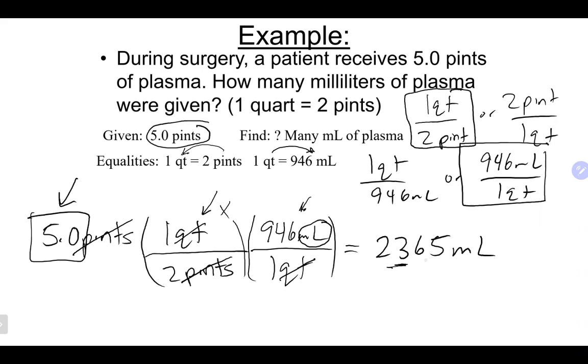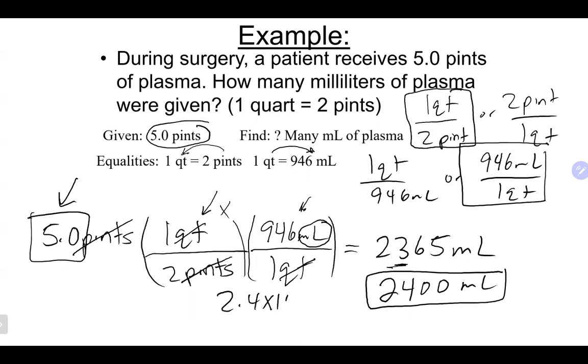We look at the number after it, which is a 6, which means we probably want to round up to 2400 milliliters. You could also, if you wanted, write it in scientific notation as 2.4 times 10 to the 3 milliliters. Yes, good.